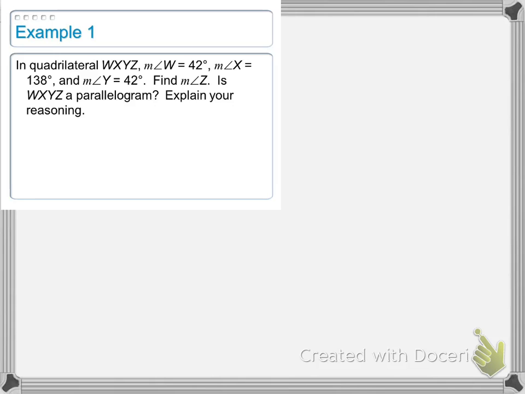In quadrilateral WXYZ, the measurement of angle W is 42 degrees, the measurement of angle X equals 138 degrees, and the measurement of angle Y equals 42 degrees. Find the measurement of angle Z. Is WXYZ a parallelogram? Explain your reasoning.